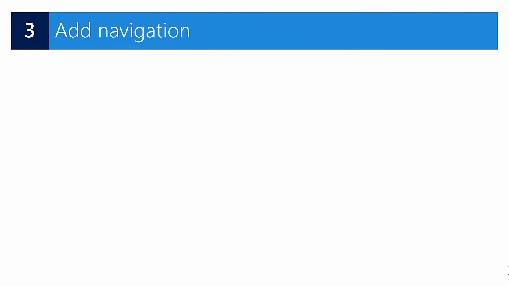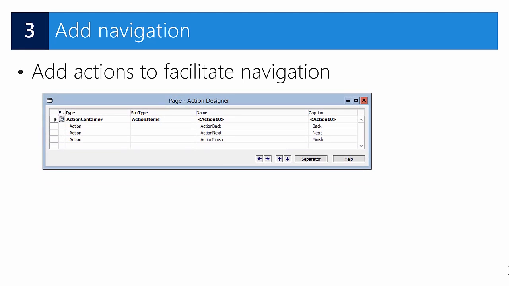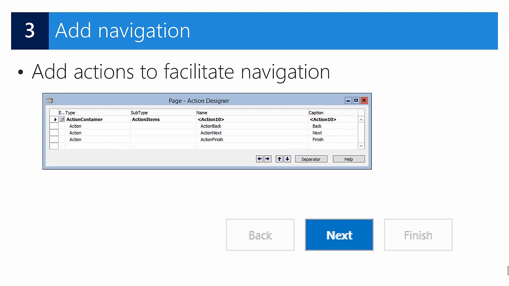Now we need to define how the user will navigate through these steps. Navigation is done using actions, and these actions will be visible on the page and will allow the user to navigate between the different tabs. Let's see how that works in development.